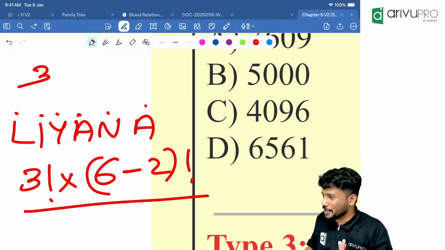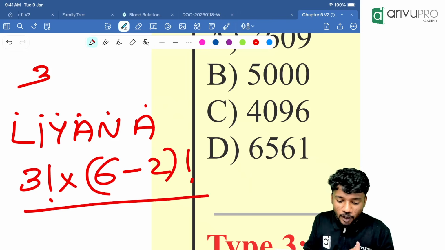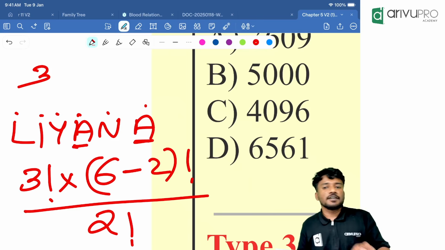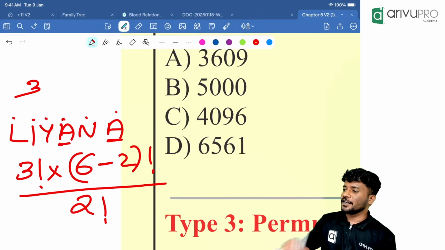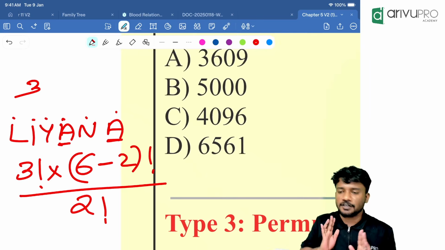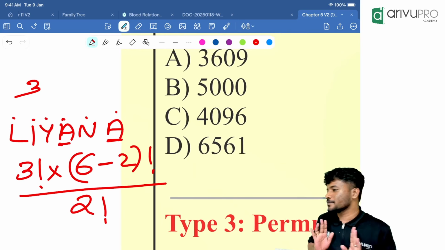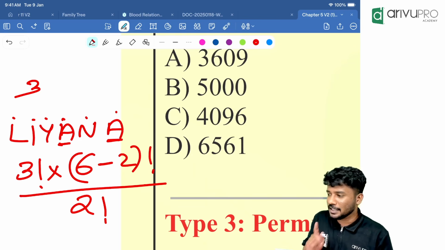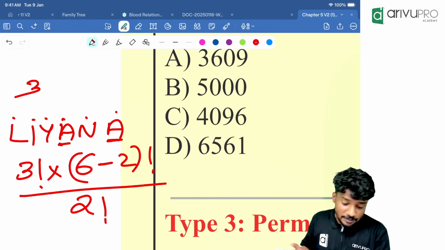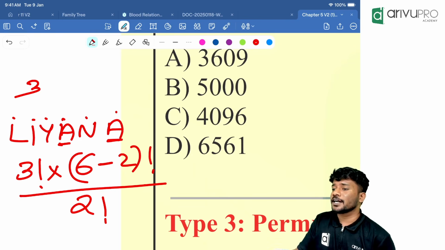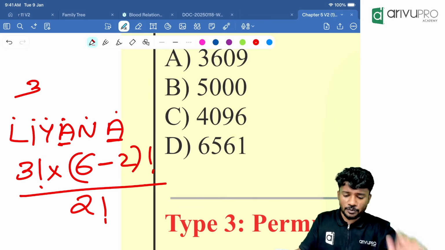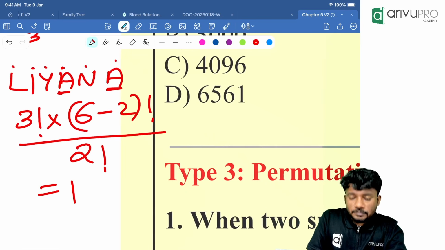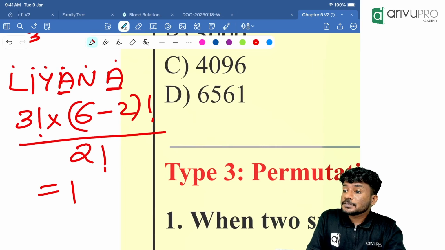When something is repeated, we need to divide it with what? How many times is A repeated? 2 times. So divide it with 2 factorial. Yes, all your doubts are in front of you now. Get me the answer. 3 factorial is how much, people? 6 into 24 divided by 2, that is 3 into 24. How much is it in the calculator? 72.